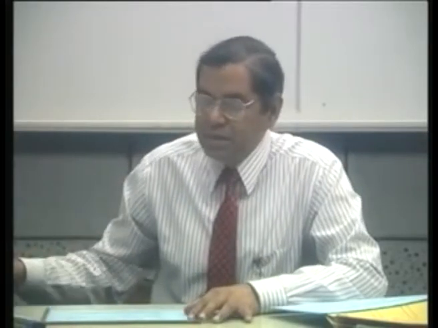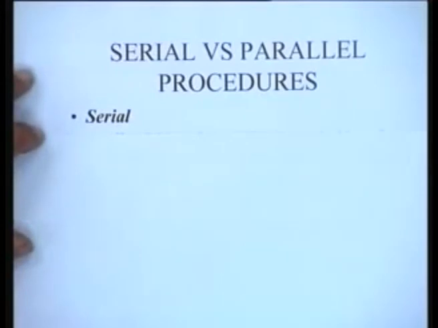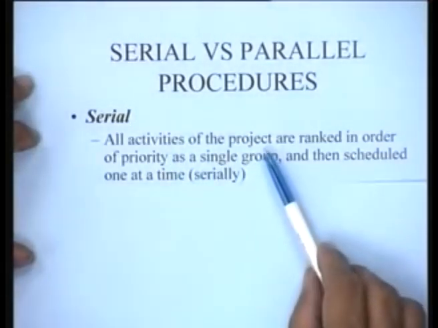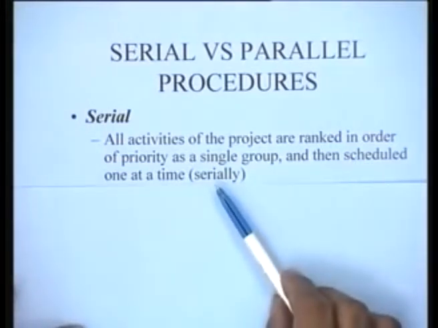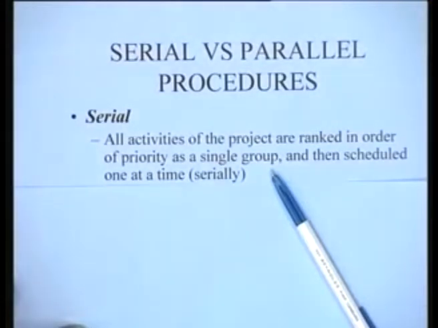Now, talking about the two broad categories of heuristic procedures, namely serial and parallel procedures. Serial procedures are essentially those in which all activities of the project are ranked in order of priority as a single group and then scheduled one at a time, that is serial. So, in serial procedures you establish the priority of the job only once, and you do not change it during the course of the algorithm. It is something like activities are born with it, it is in their genes. The moment you pick up a project, you can identify the ranks of the activities, and these ranks stay with them as long as the activities are being scheduled during the process. This is what is being done.